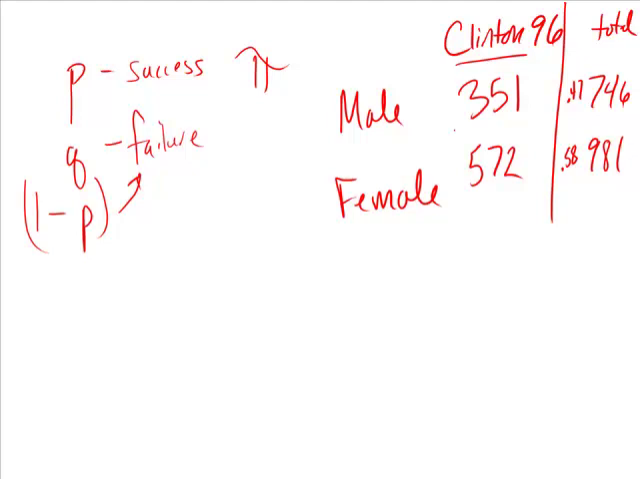Geez, if only we had a name to refer to when there's a gap between men and women that's pervasive throughout American politics. Yeah, right? A gender gap. And the question is, what we see in our sample, is this evidence of a gender gap between men and women in their preference for Bill Clinton in 1996?